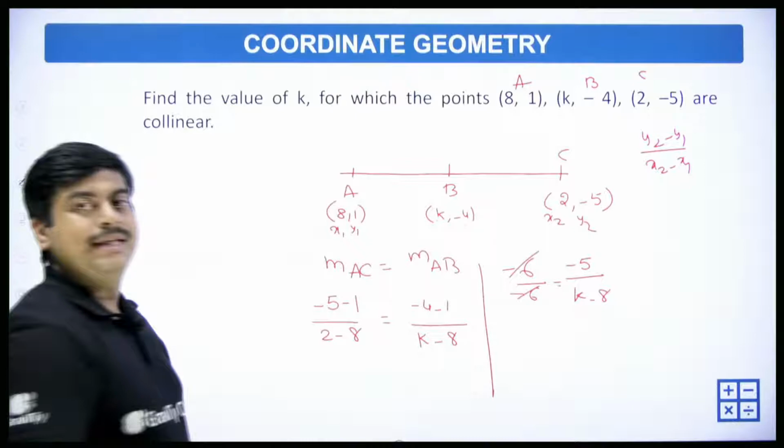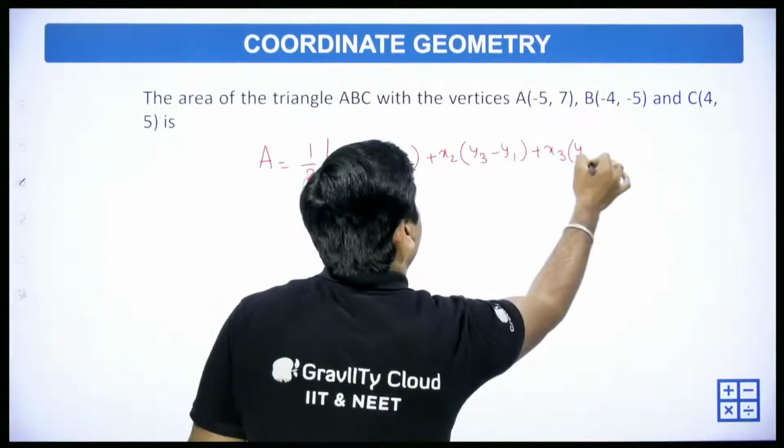Okay, so the next question we are having is, again, the area of triangle ABC with the vertices. You know what the formula is, right? I am not going to do that. Area is equal to half mod x1 into y2 minus y3 plus x2 into y3 minus y1 plus x3 into y1 minus y2. So using this relation, you have all the points x1, y1, x2, y2, and x3, y3. So please try to substitute here and try to bring the answer.